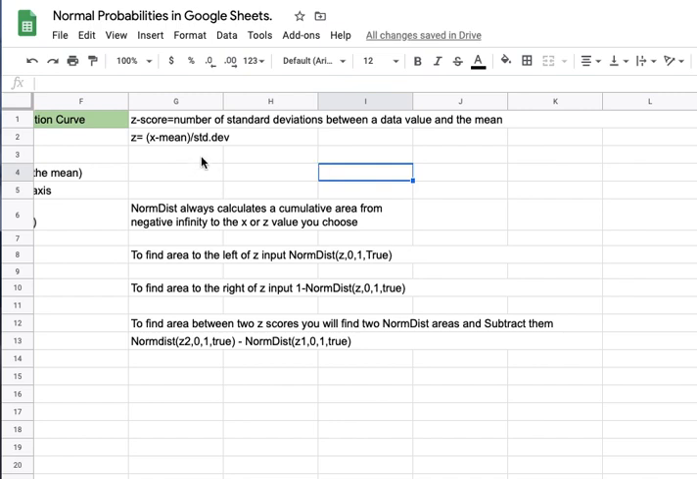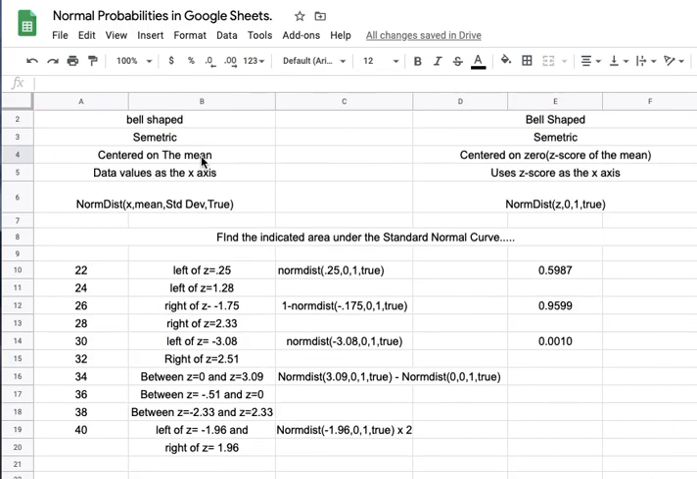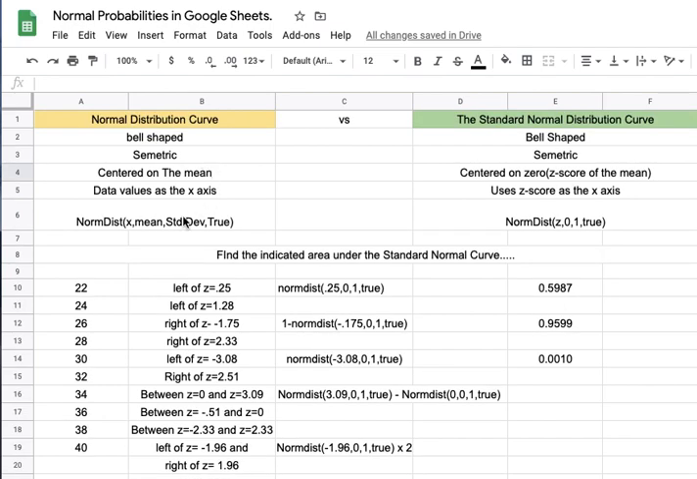Now, Google Sheets uses a formula called NORM.DIST, and we can utilize it for both our normal distribution curve when we're talking about x values, or the standard normal distribution curve when we're talking about z values. In either case, you're going to start off by typing equals NORM.DIST. Since right now in chapter 5.1, we're going to talk about the standard normal distribution curve, all of our calculations are going to be done using z-scores on the x-axis. So our inputs are going to be z, 0, 1, the word true.